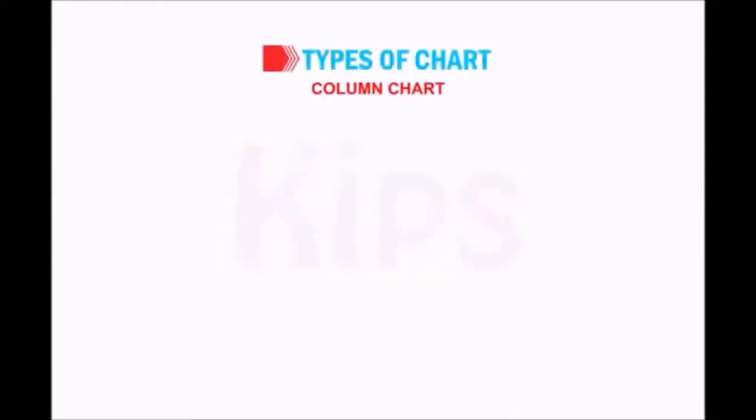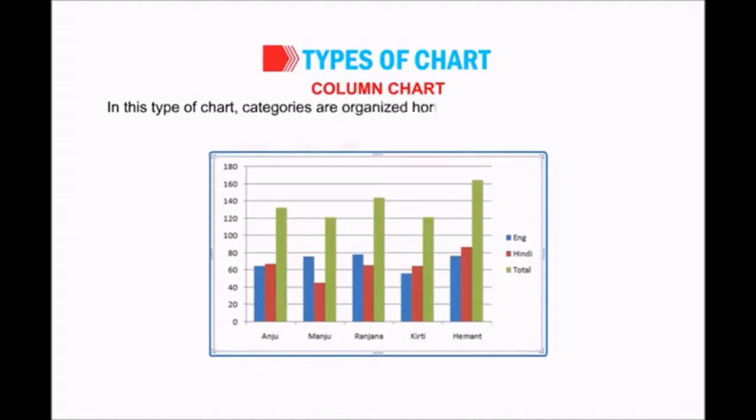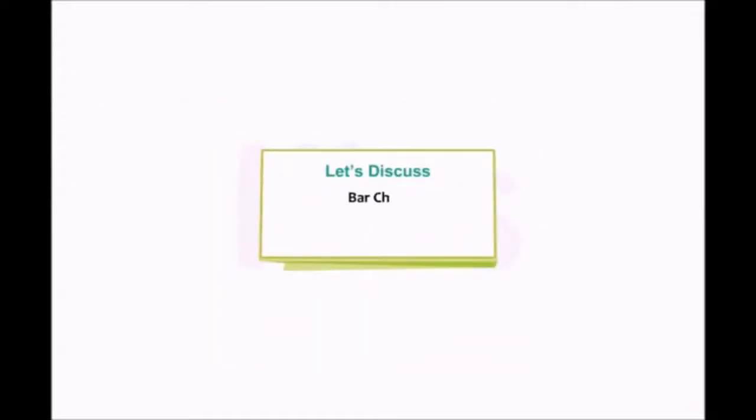Number 2. Column chart. This chart is used for displaying data that shows different trends over a period of time. It is the default chart type of MS Excel. In this type of chart, categories are organized horizontally and values vertically to emphasize the magnitude of change over a period of time. Let us take a discussion on bar chart versus column chart.